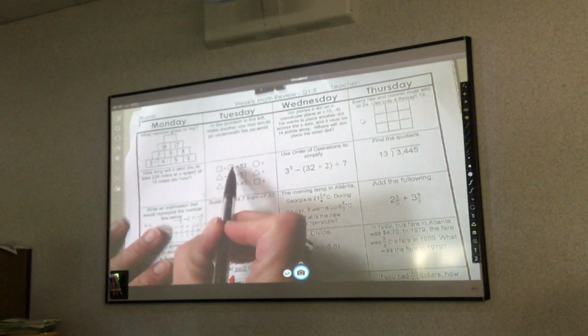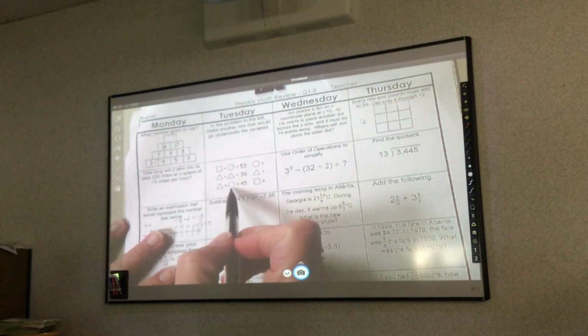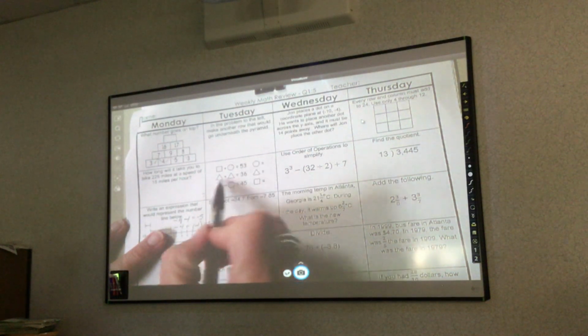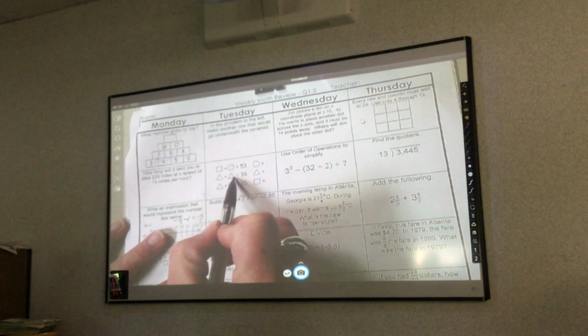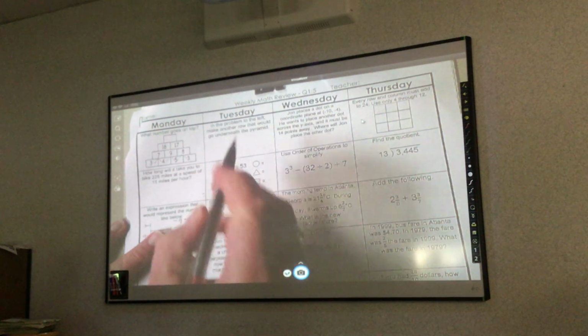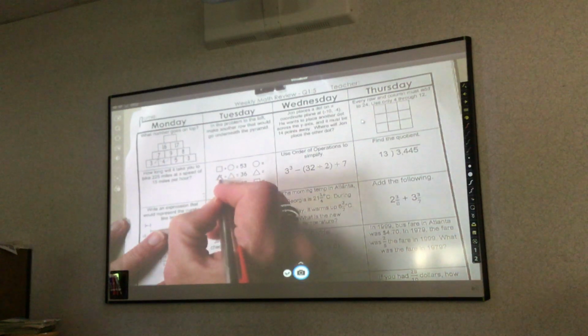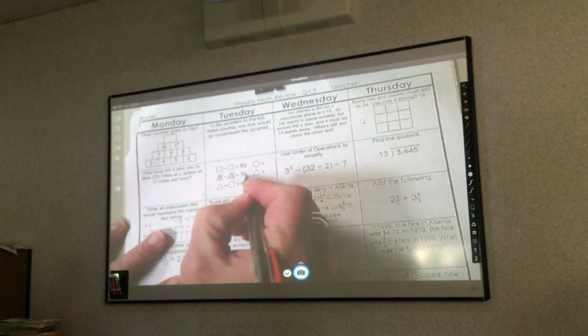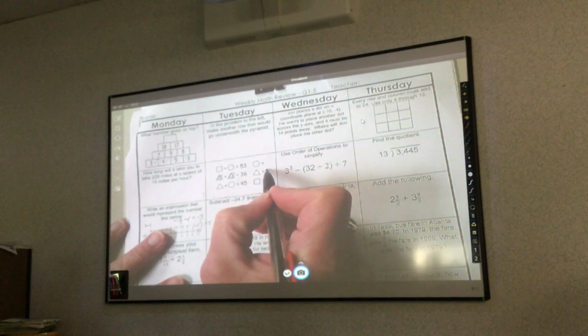Number 2. We have squares, circles, triangles, and then another circle. So what should I find first? Triangles. I was finding triangles because these are going to be the same number. So I would take 36 divided by 2, which is 18. So I know 18 plus 18 is 36. So my triangle is 18.